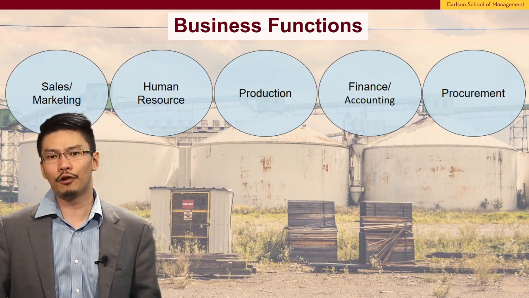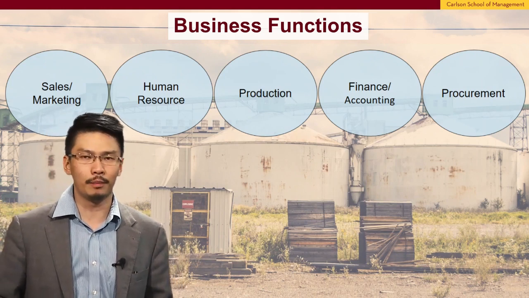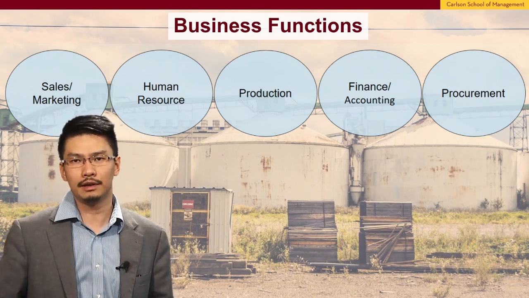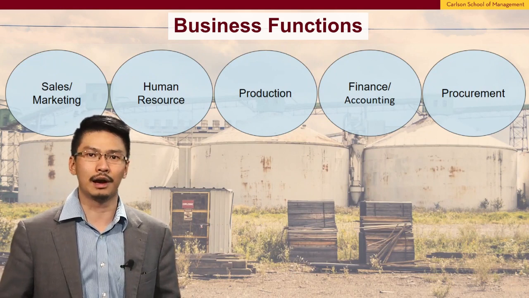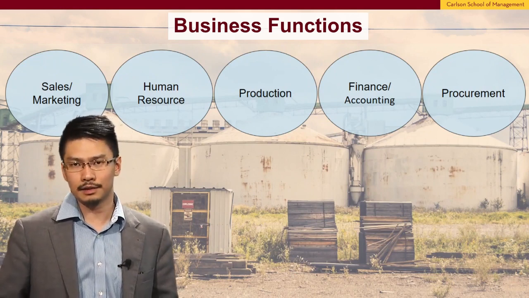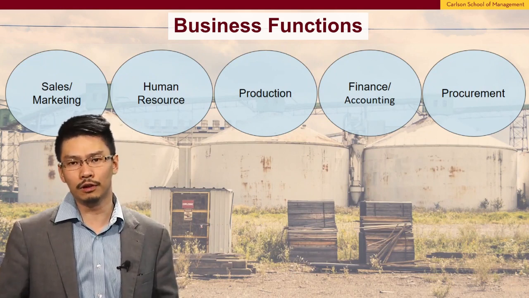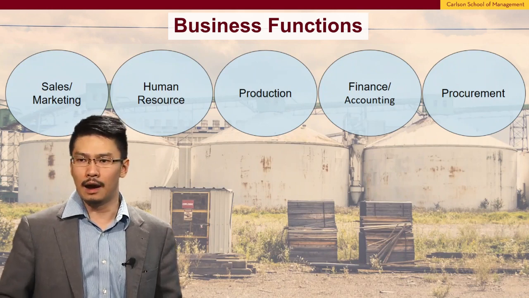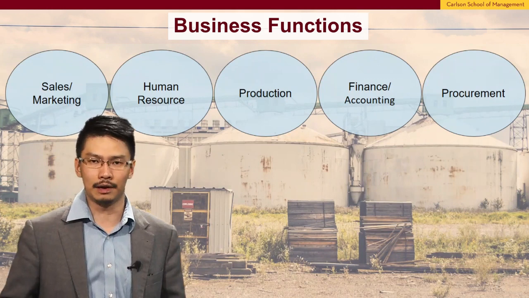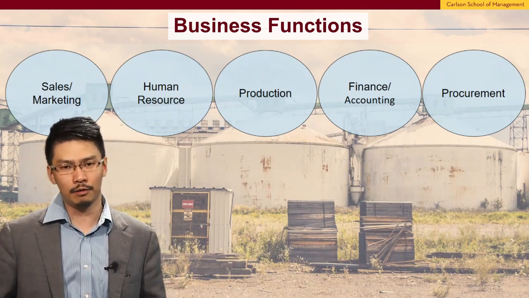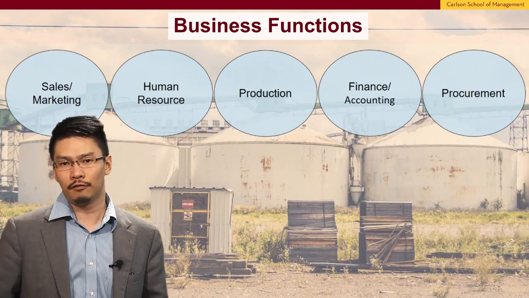Finally, we have the procurement department, and what the procurement department does in a company is to buy and purchase raw materials so that the company is able to produce goods. At the same time, the procurement department would also be buying daily supplies so that the offices could run. For instance, they might be looking at buying paper, they could be buying computers for employees.